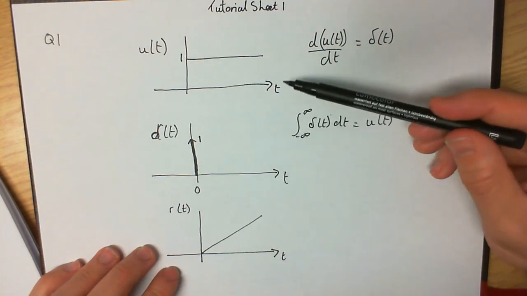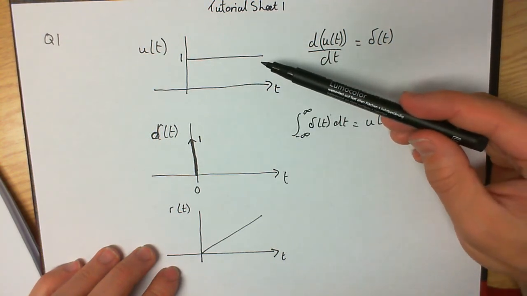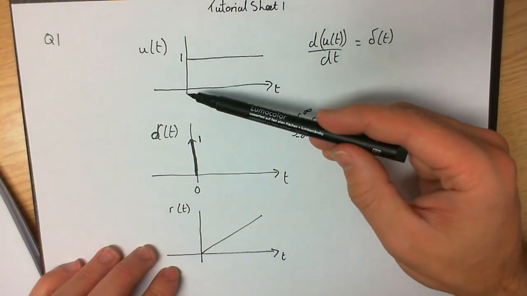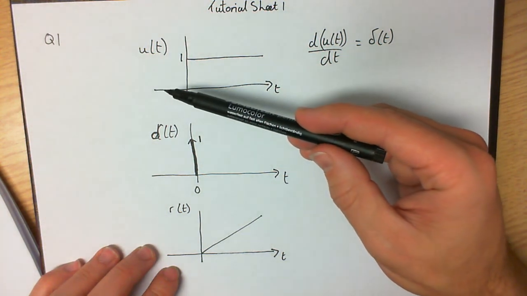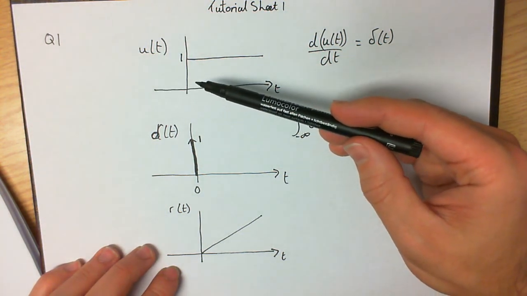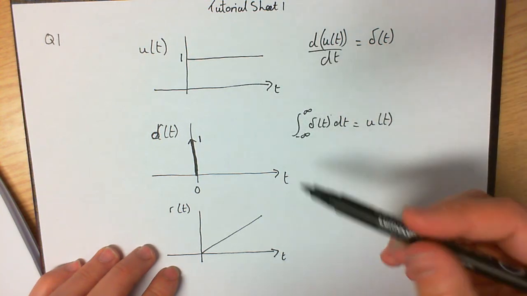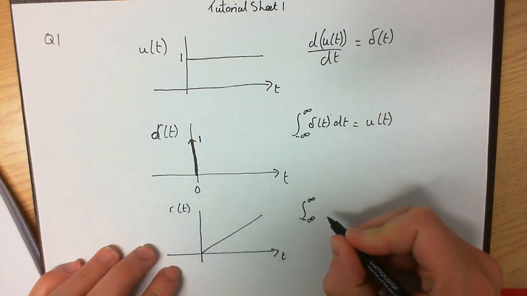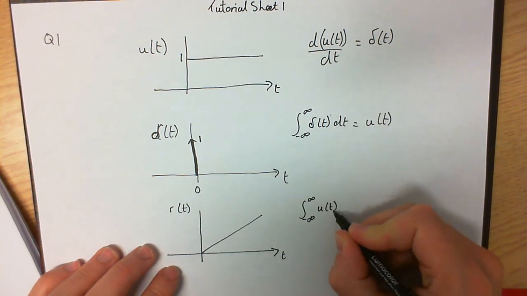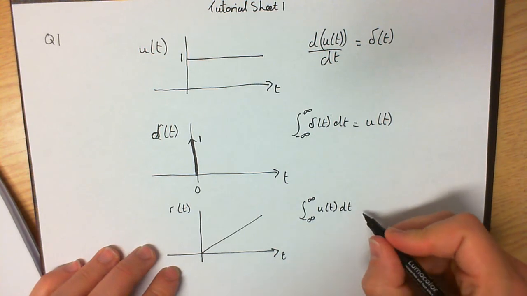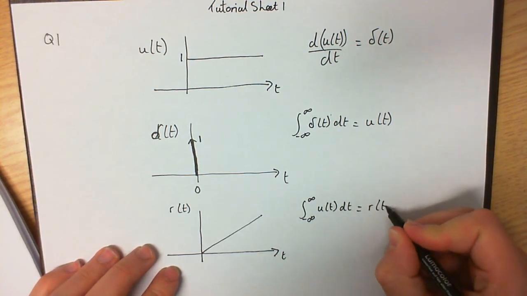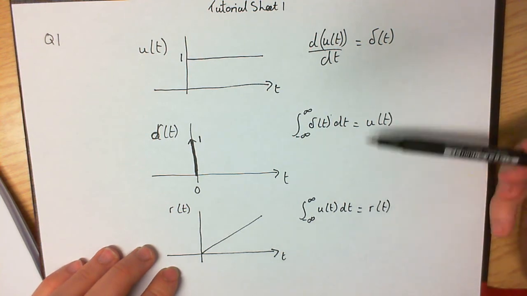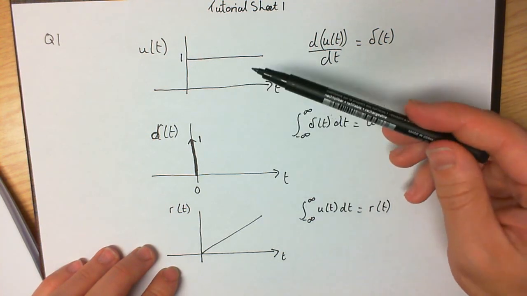Well, if we look at the ramp, and if we look at our step input, if we integrate that again, clearly we're going to have an area which is 0 for t less than 0, and then our area is going to gradually rise. So in other words, if we integrate from minus infinity to infinity of the step function with respect to time, we get the ramp function. So these are the relationships between these three important functions.